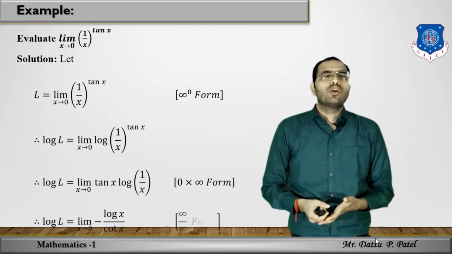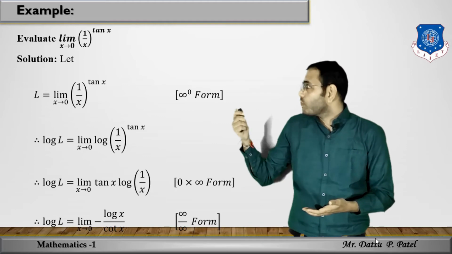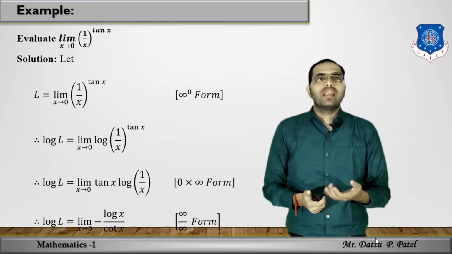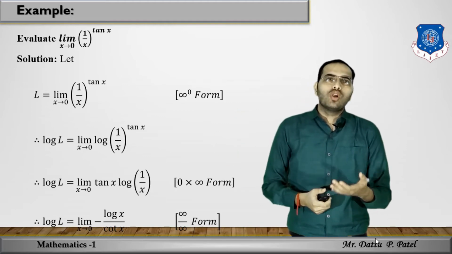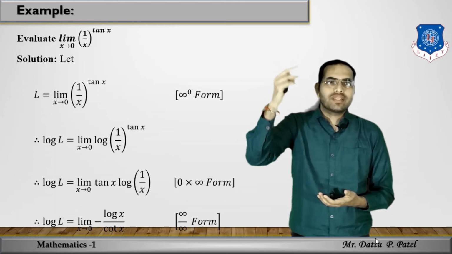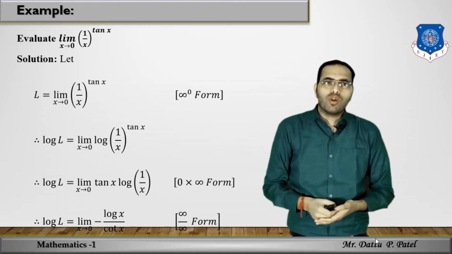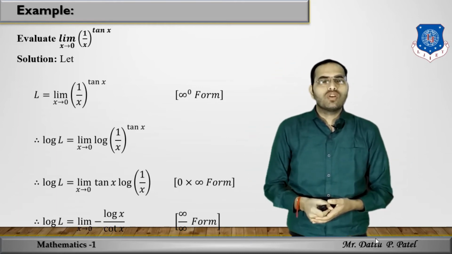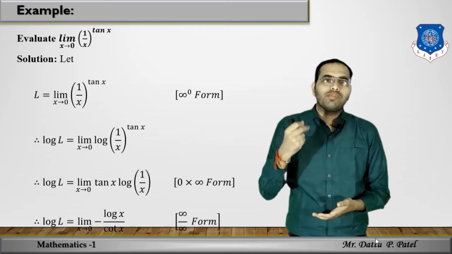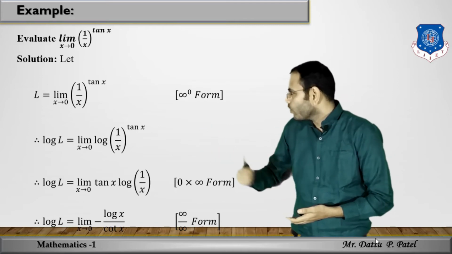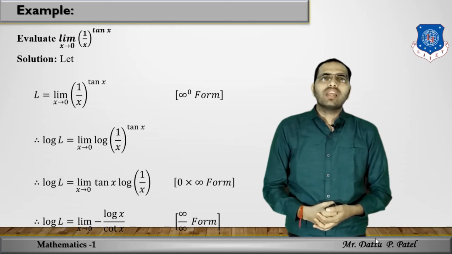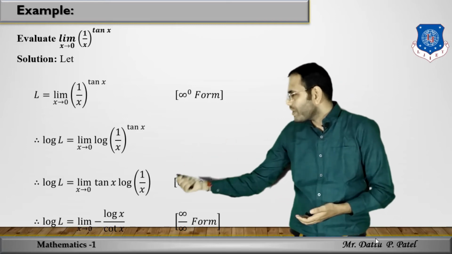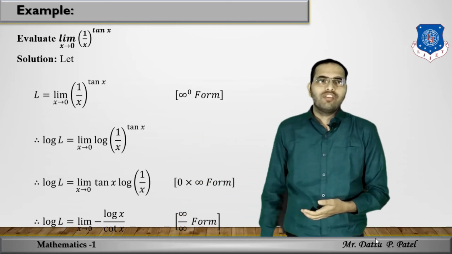Then taking logarithm both sides, because that is in exponential form. Then log L equal to limit x tends to 0, log of (1 upon x) raised to 10x. Here interchanging the position of log and limit, then limit x tends to 0, 10x into log of 1 upon x. That is our 0 into infinity form. Then converting that form into 0 by 0 or infinity by infinity form.